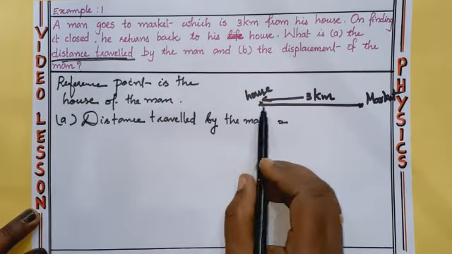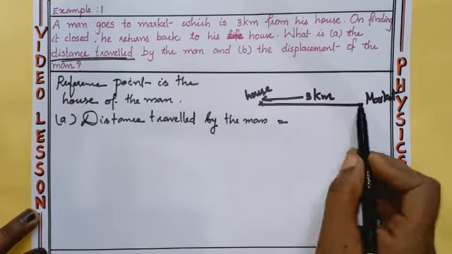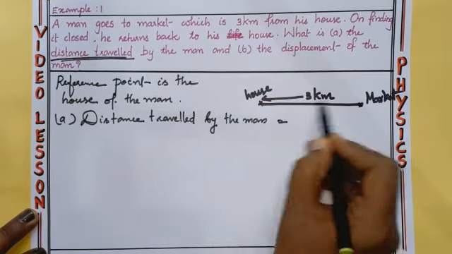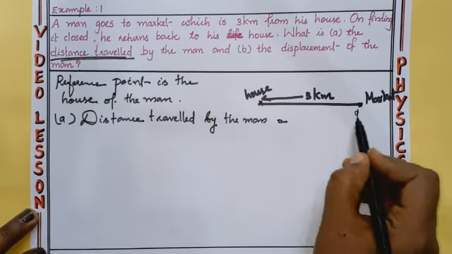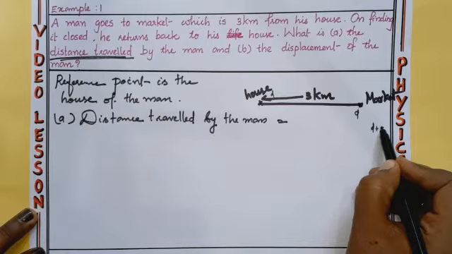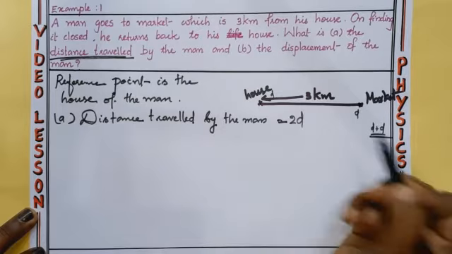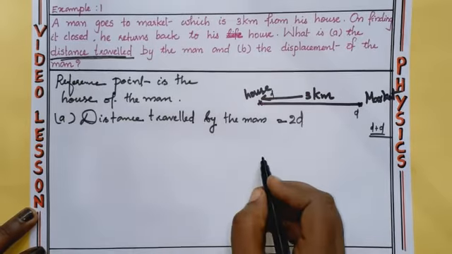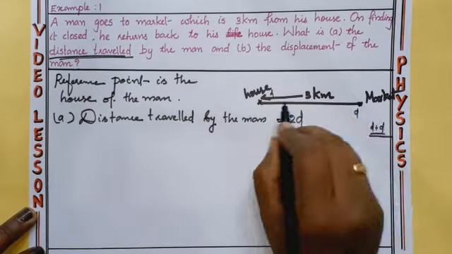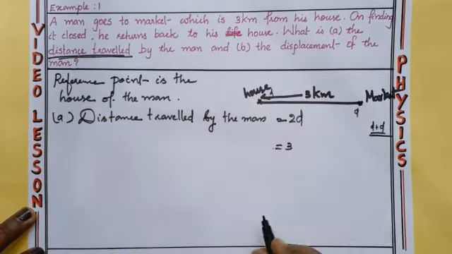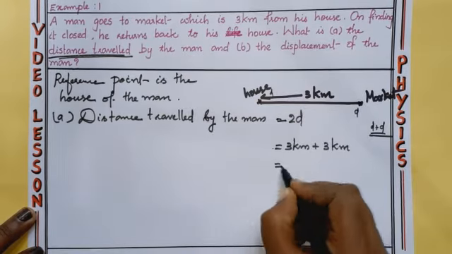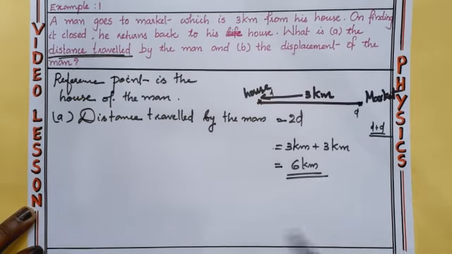Here, the man moves from house to market, then again from market to house. That is the total path. From house to market we can take distance d, and from market to house also distance d. So d plus d gives 2d, the total path. Towards the market, 3 km. From market to house, again he covered 3 km. So 3 km plus 3 km is equal to the total path of 6 km.